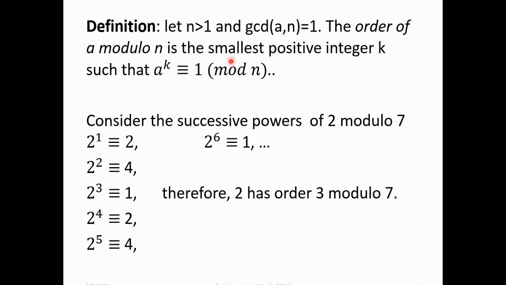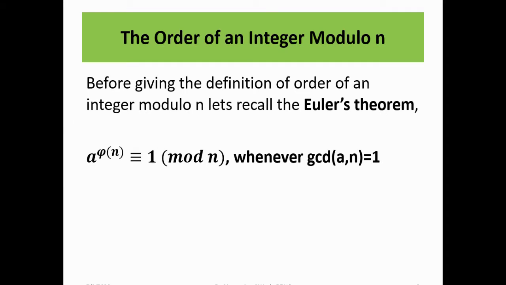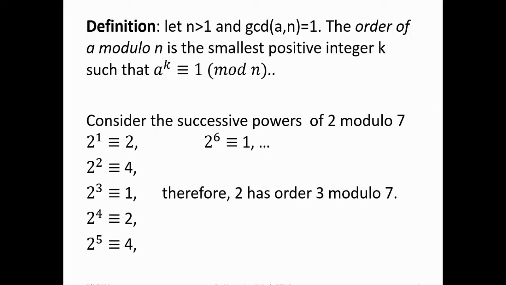Here we are saying that k is the smallest positive integer, but in Euler's theorem we were saying that the power is phi n. In the definition of order of an integer modulo n, we are taking the smallest positive integer, not phi n. So this is the difference. The smallest positive integer k is called the order if a to the power k is congruent to 1 modulo n.